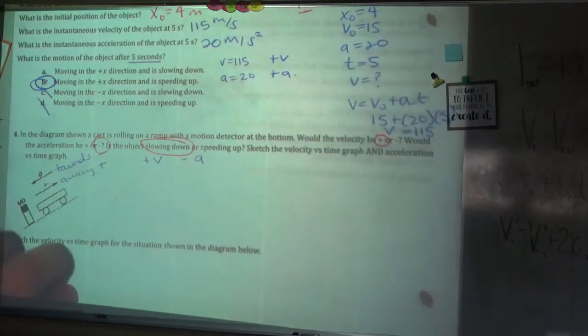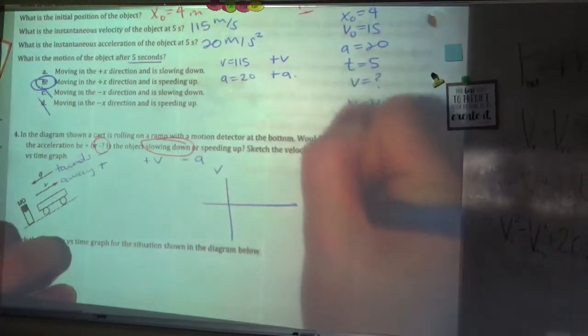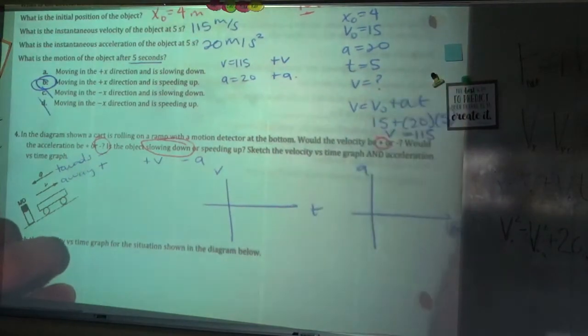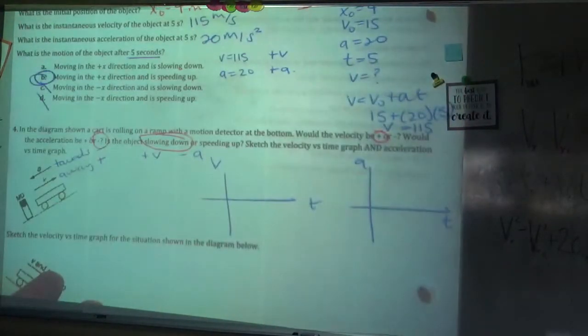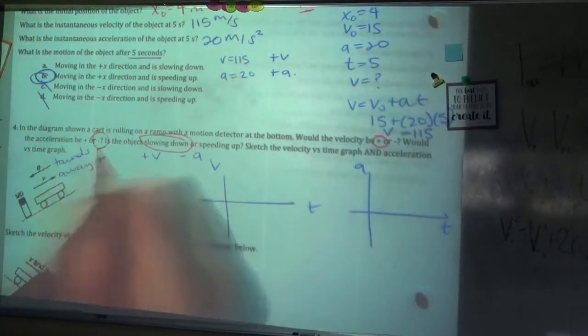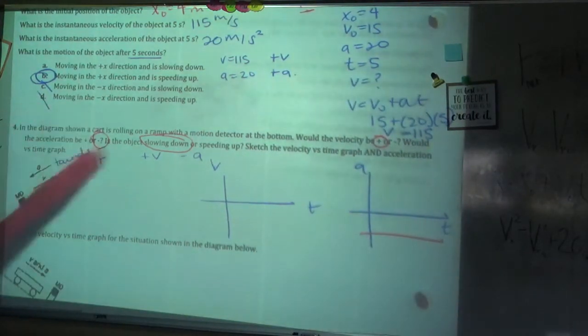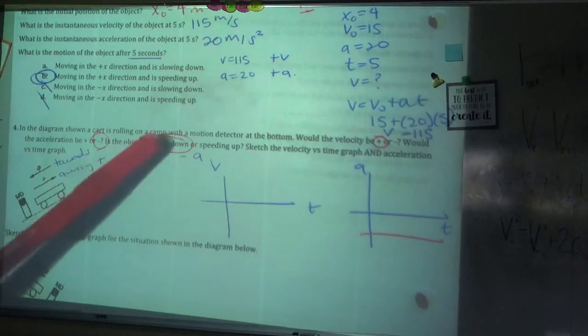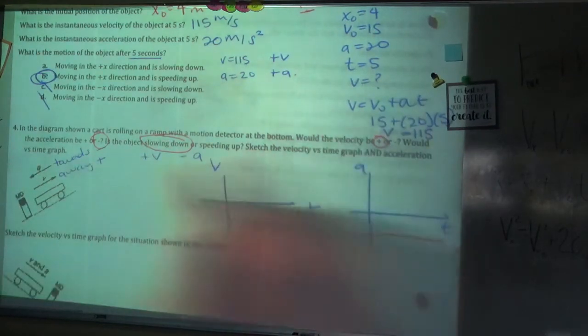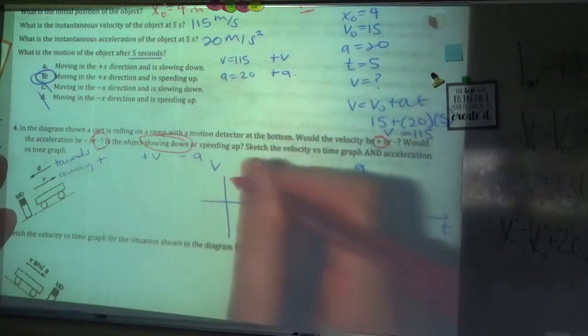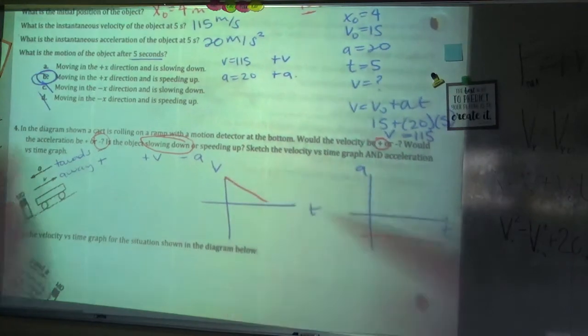And then I want to sketch the velocity versus time and the acceleration versus time graph. Acceleration is easy because I have a negative acceleration, so it'll look like this. My velocity, I start with a positive velocity, but I know that it's going to slow down until it goes to 0, so I have positive velocity slowing down.